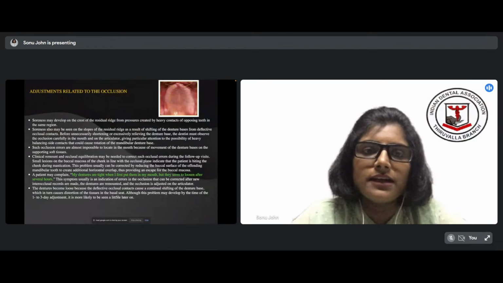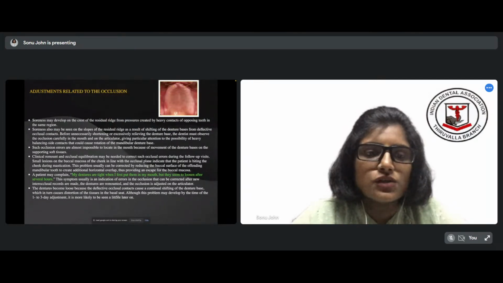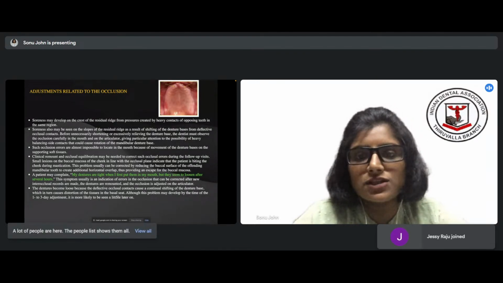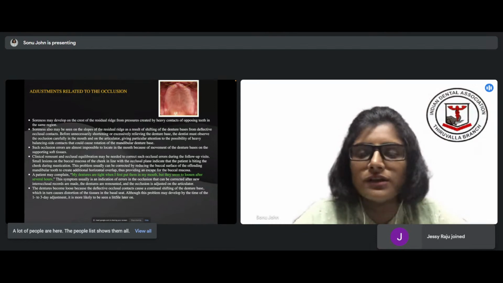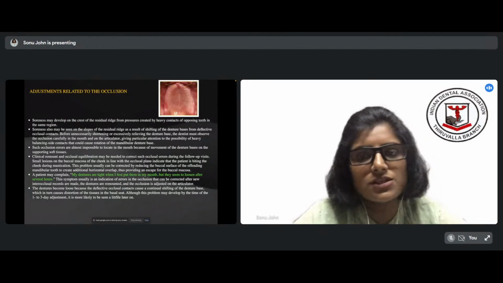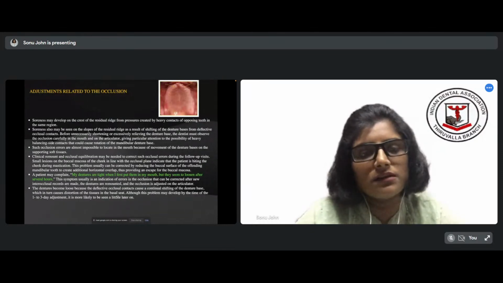Now, what are the adjustments that you can do to the occlusion in your complete denture? Soreness may develop on the crest of the residual ridge because of pressure created by heavy contacts of your opposing teeth in the same region. Soreness may also be seen on the slope of the ridge as a result of your denture base shifting because of deflective occlusal contacts.